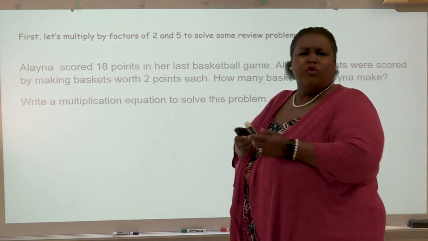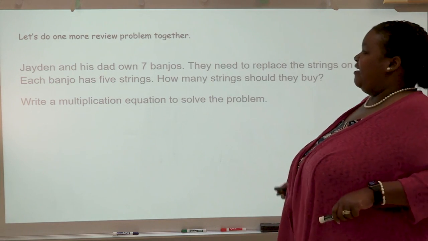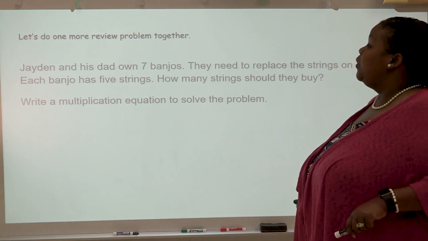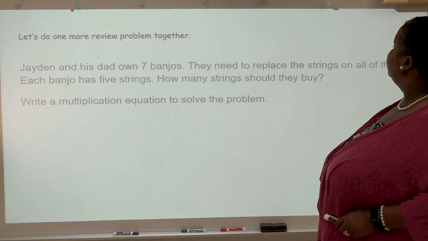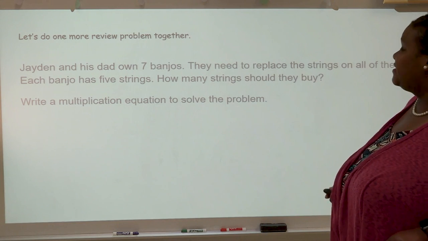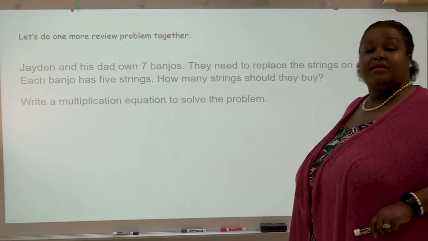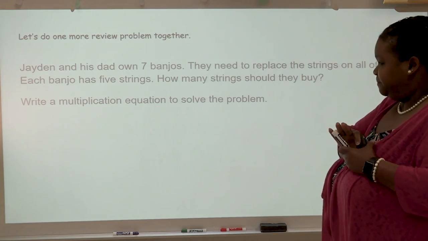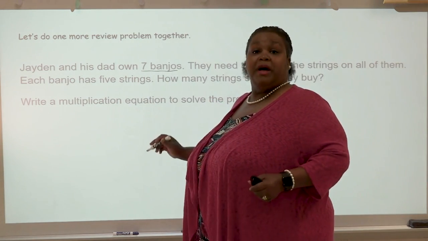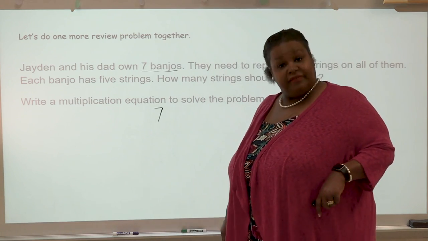I think we have one more warm-up problem. Yes, let's do one more review problem together. All right, I have another student, Jayton. Hey, Jayton. Jayton and his dad own 7 banjos. They need to replace the strings on all of them. Each banjo has 5 strings. How many strings should they buy? Again, write a multiplication equation to solve the problem. So, as I'm looking at this one, my 7 banjos is my group of. I have 7 banjos. That's my group of number. That's going to be my first factor.